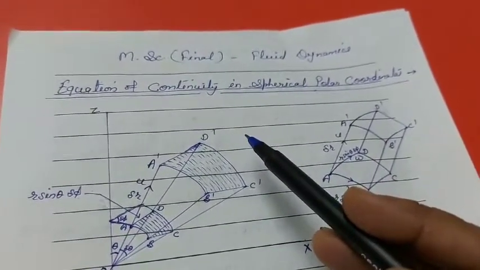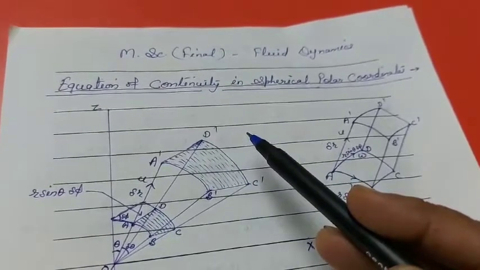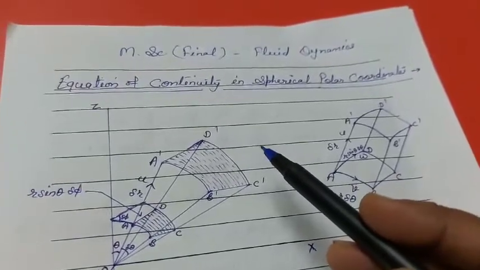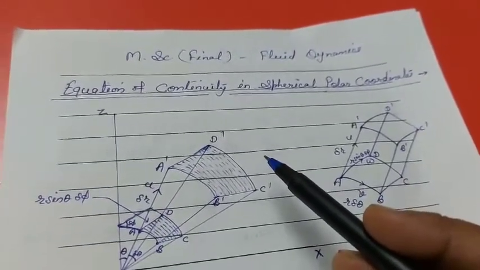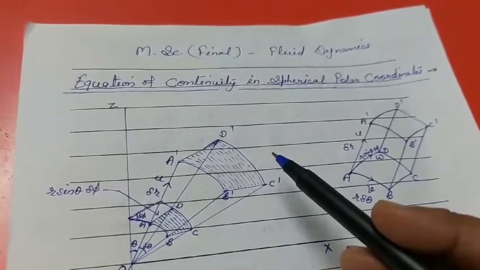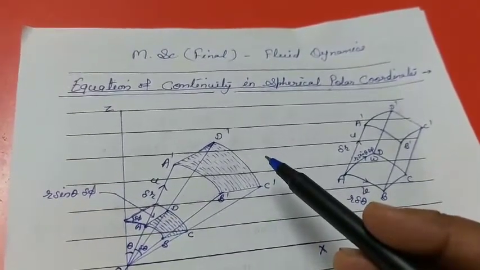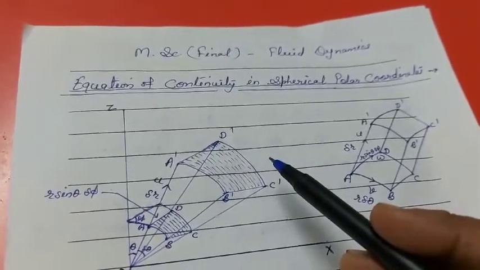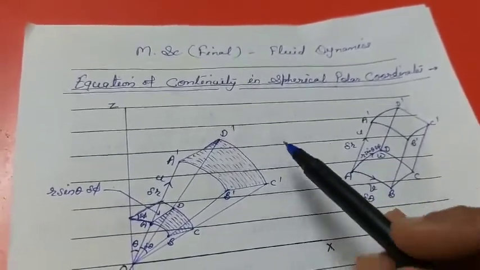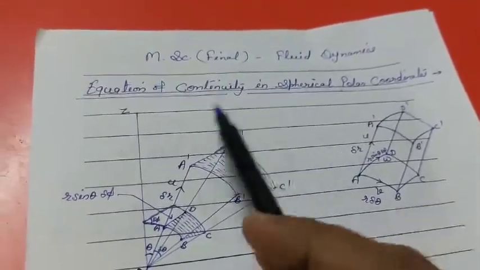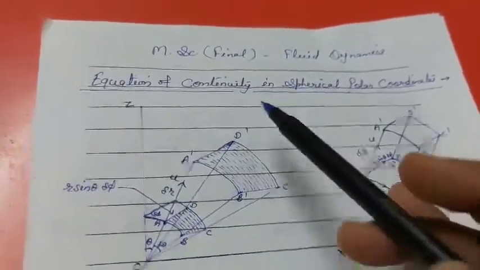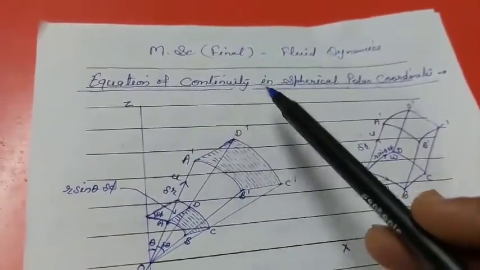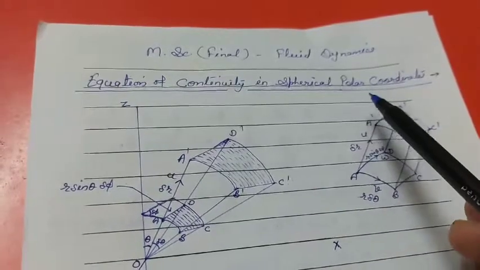In the last video, we discussed the definition of equation of continuity and then Euler's method to find the equation of continuity. Also, we have studied the equation of continuity in Cartesian coordinates. Today, first of all, we will discuss the equation of continuity in spherical polar coordinates.